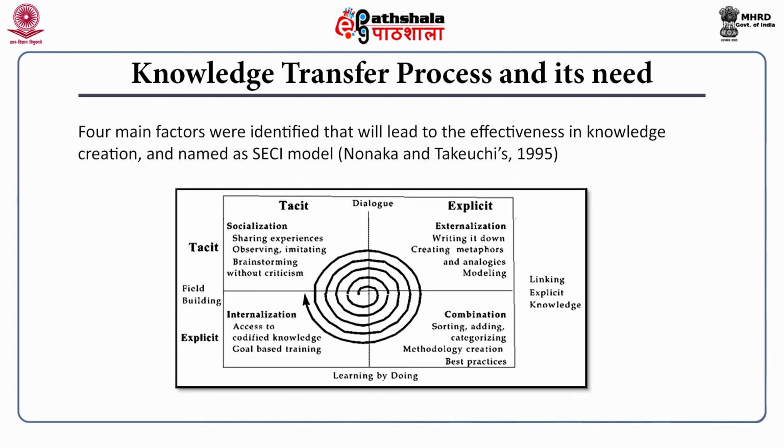In the first quadrant, we see socialization, and it is applicable on tacit knowledge: sharing experiences, observing, imitating, brainstorming without criticism. In the second quadrant, there is a combination of explicit and tacit knowledge, and so we have externalization. Writing it down, creating metaphors and analogies, and modeling is the means. In the fourth quadrant, we have the combination of tacit and explicit, and we have internalization, which is access to codified knowledge and goal-based training.